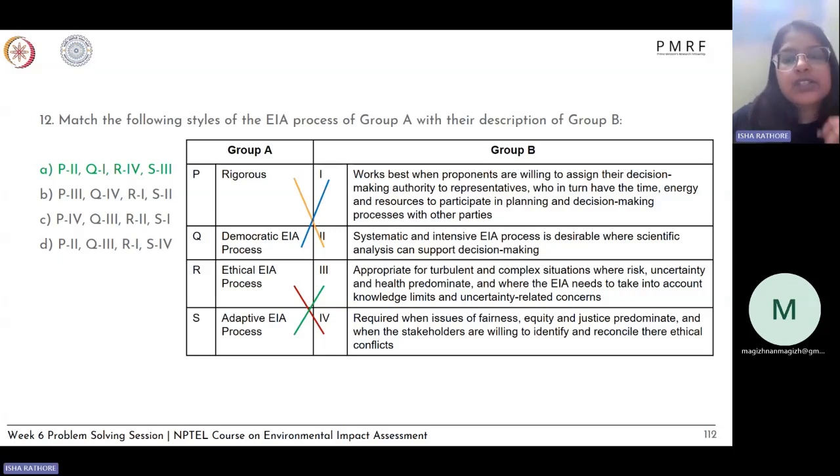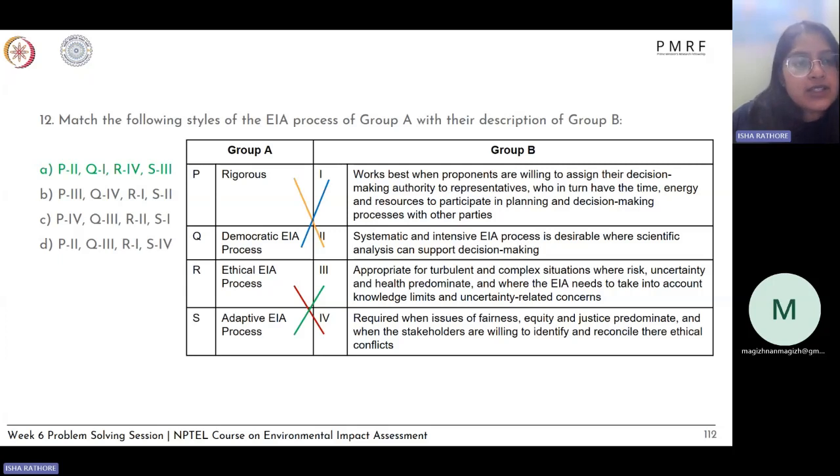Then ethical EIA process is required where issues of fairness, equity, and justice predominate, and where the stakeholders are willing to identify and reconcile their ethical conflicts. So R matches with 4. And then adaptive EIA process is appropriate for turbulent and complex situations where risk, uncertainty, and health predominate, and where the EIA needs to take into account knowledge limits and uncertainty related concerns. So S matches with 3. So the correct answer is A, that is P matches with 2, Q matches with 1, R matches with 4, and S matches with 3.